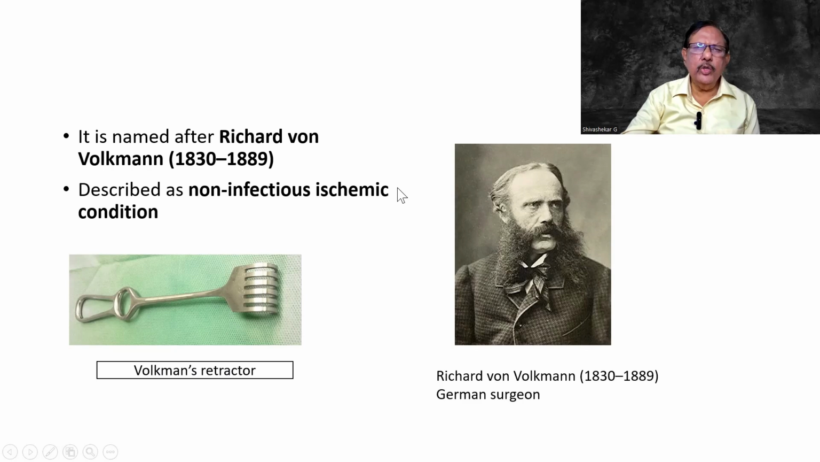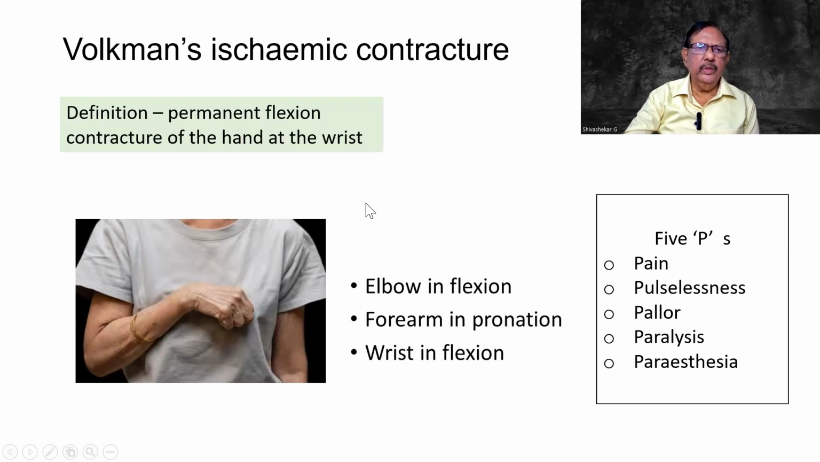The condition is also described as a non-infectious ischemic condition. Ischemic means lack of blood. So this is a picture, and the definition you people must write. It is a permanent flexion contracture of the hand at the wrist. So the wrist is over here, there is a flexion and it is becoming somewhat S-shaped.